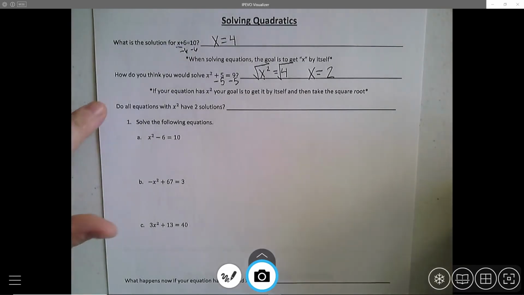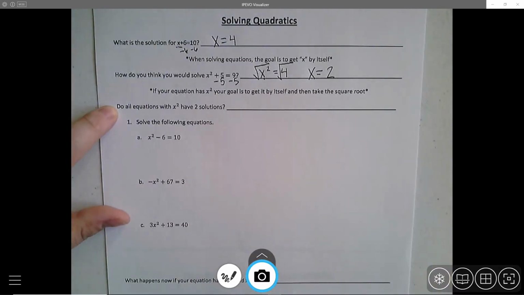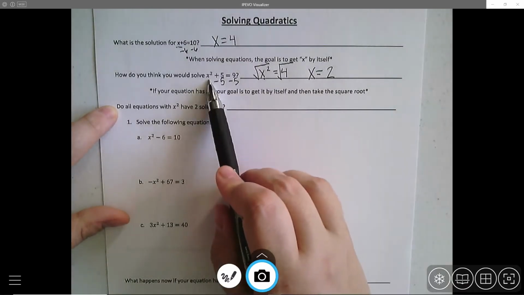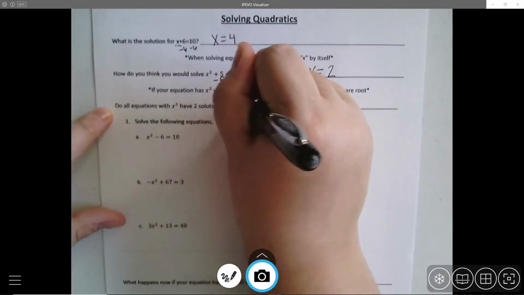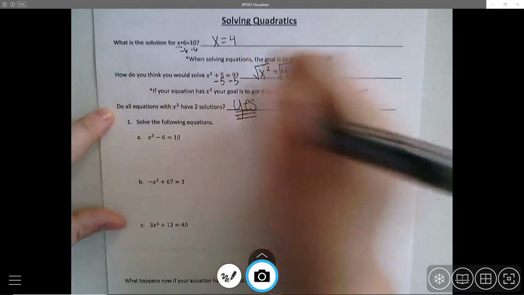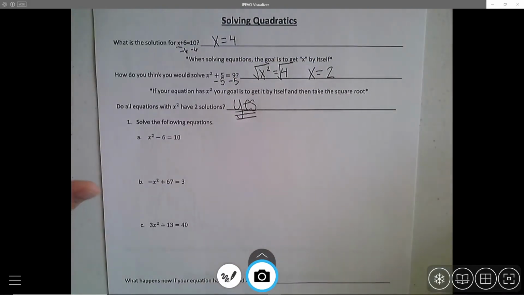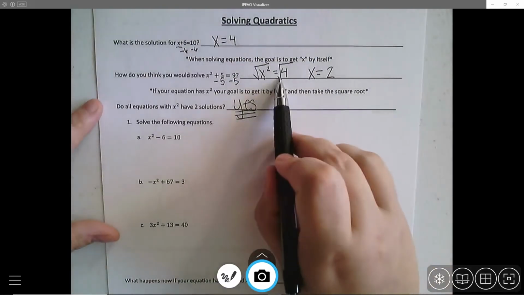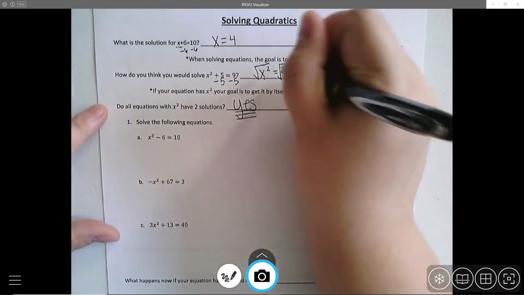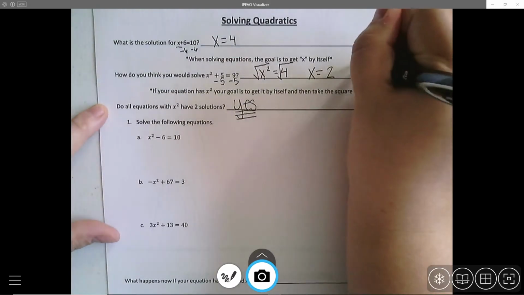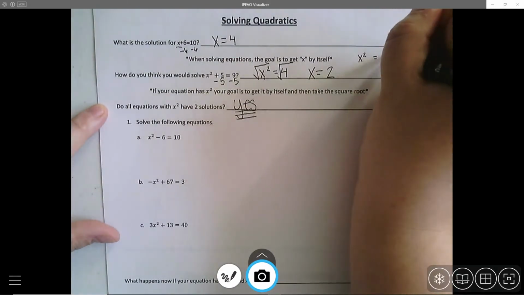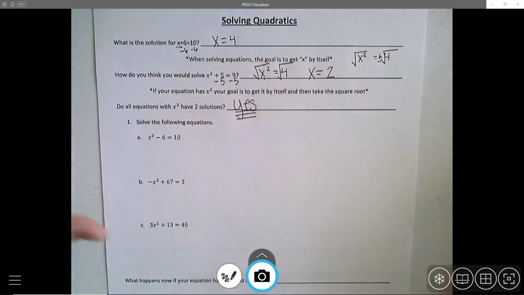Now, this is where it gets interesting. What I'm going to tell you is all quadratics, so all equations that have an x squared, have 2 solutions. Do all of them have 2 solutions? The answer is yes, they do. So when you take the square root, we actually put a plus or minus in front of the square root. So it would have looked like x squared equals 4. Take the square root with a plus or minus in between.